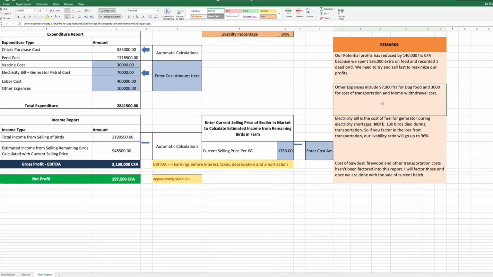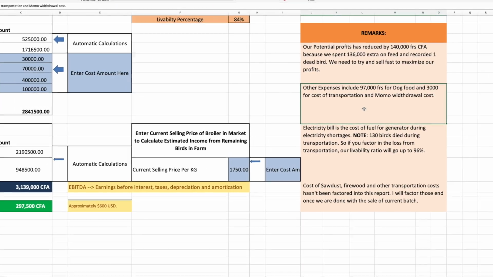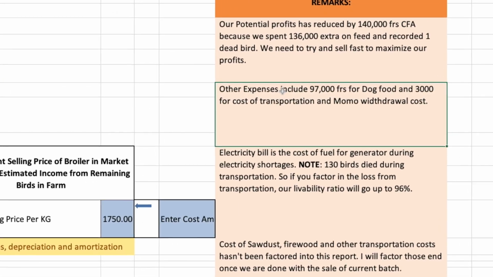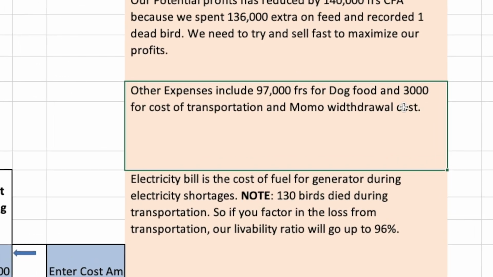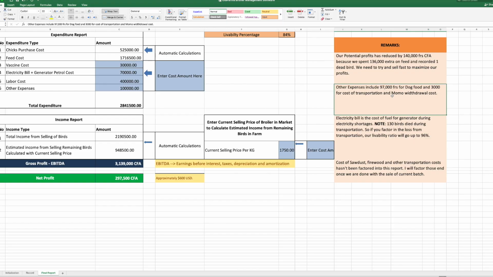The second remark from this particular batch was that other expenses include 97,000 for dog food. Other expenses were 100,000. 97,000 of that 100,000 was spent on dog food, and 3,000 for the cost of transportation and Momo withdrawal. Momo stands for mobile money, which is mobile finance in Cameroon. We have Momo and we have Orange Money. Some customers were paying using Momo, and the cost to withdraw some of those funds to the bank and deposit into the business bank account costs 3,000. That is what we capture under other expenses.